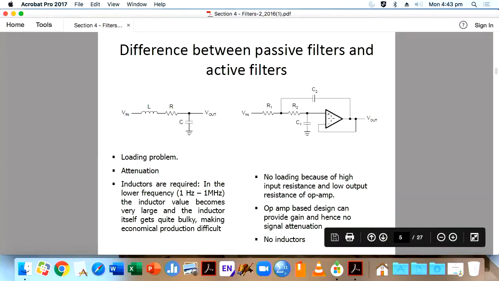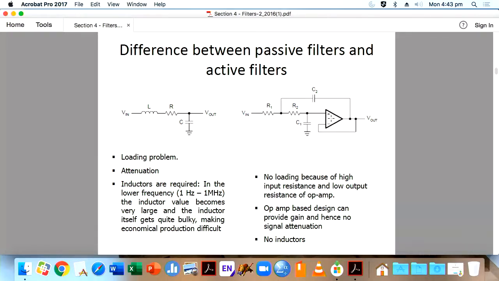Because when you are using an active filter, you are using power, and you are using more area. Then the loading problem. The first problem with the passive filter is the loading problem. As I said, when you are connecting this part to somewhere, maybe an operational amplifier or somewhere else, some signal you are losing here because of the loading. Impedance is not very high. It will attenuate. Actually, because of the drop across the capacitor, you are attenuating the signal.